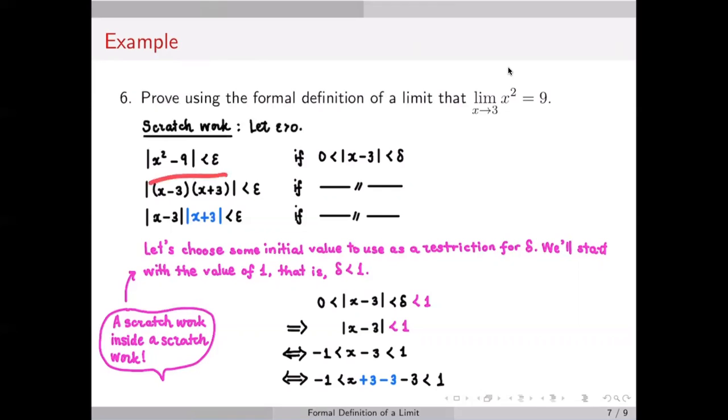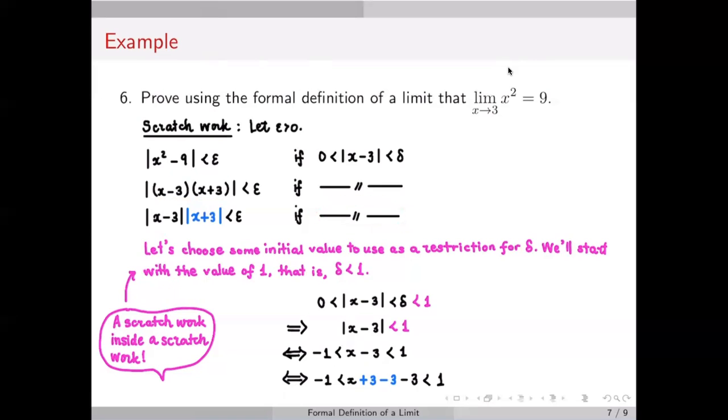Now, we still start with our familiar inequality, which is the absolute value of f of x minus the limit L, so x squared minus 9, if the absolute value of x minus 3 is greater than 0 but less than delta. We factor x squared minus 9 as x minus 3 times x plus 3, less than epsilon under the same condition. Then we use the property of absolute value to obtain the absolute value of x minus 3 times the absolute value of x plus 3 less than epsilon, if we satisfy this condition.